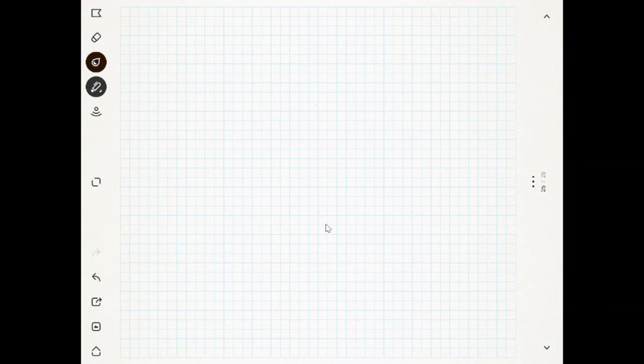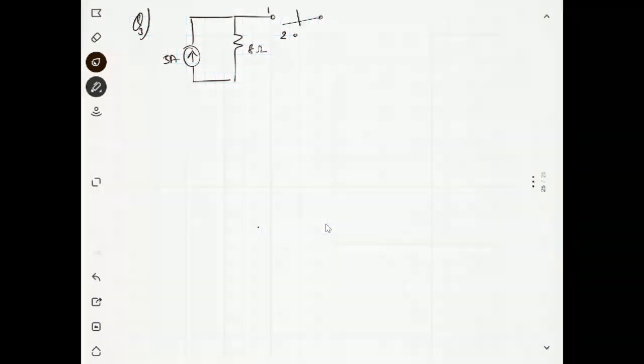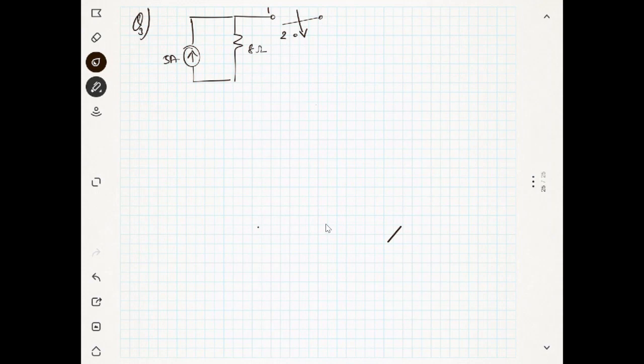Now there is another problem. I think I will give it as homework. This is question number 3. You can check it. This is 5 ampere and this is 8 ohms. This is position 1. There is a position 2 also. This is the switch. Your switch was in position 1 and it is going to position 2 at time t equal to 0.